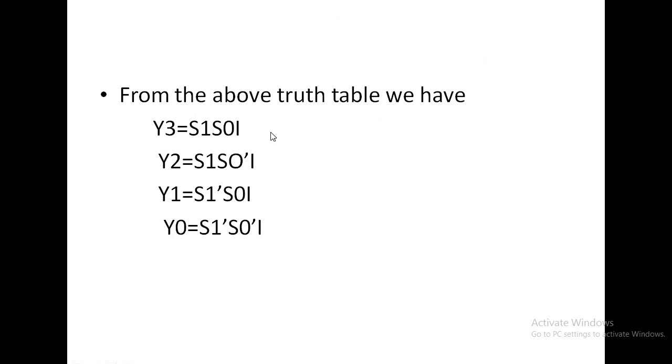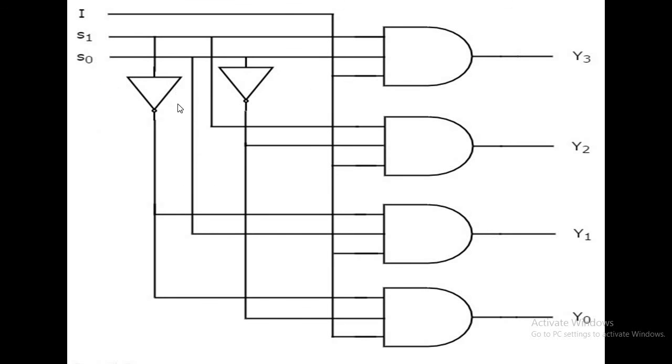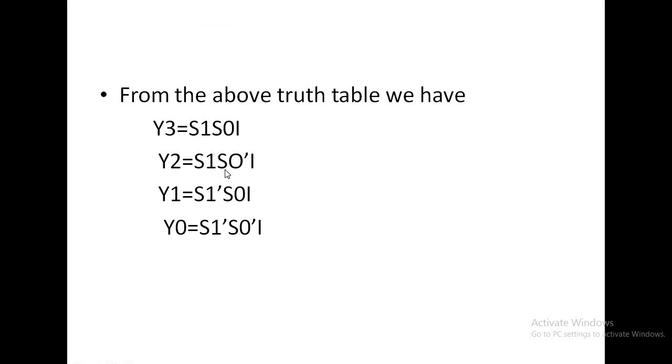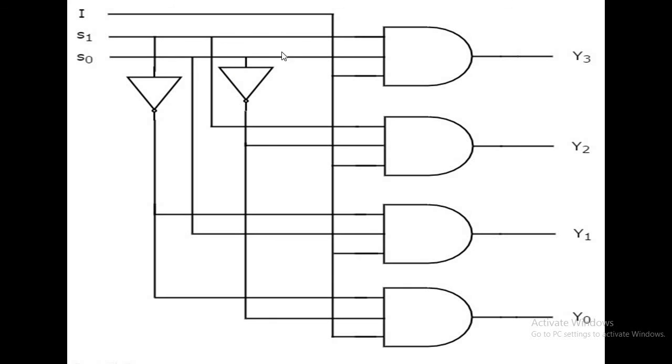Then what is Y2? Y2 means S1, S0 complement, I. This is Y2. See the line of S1. Then S0 complement. This line is S0, and complement means NOT gate, so I can put a NOT symbol, a triangle with a small circle. This is my S0 prime. And this line is I. This whole line is I. So this is my Y2.